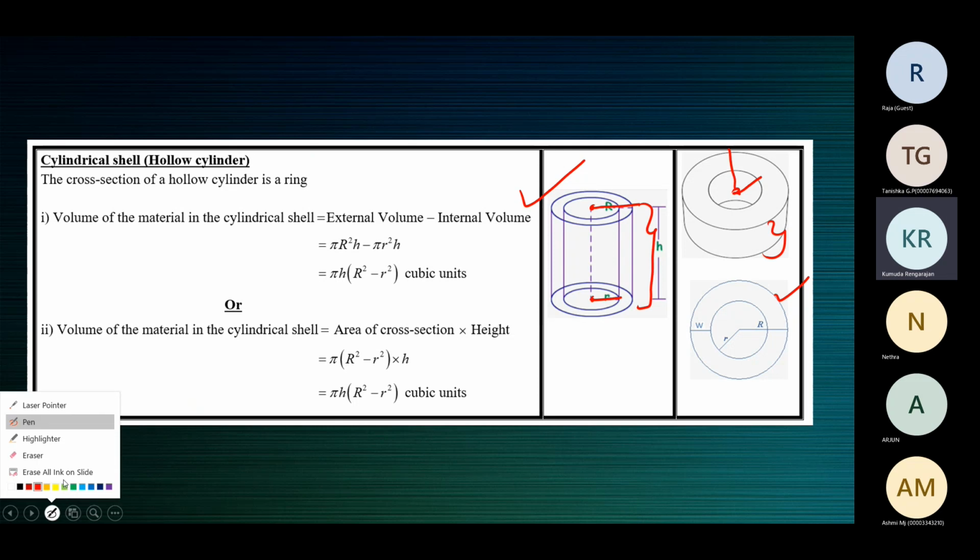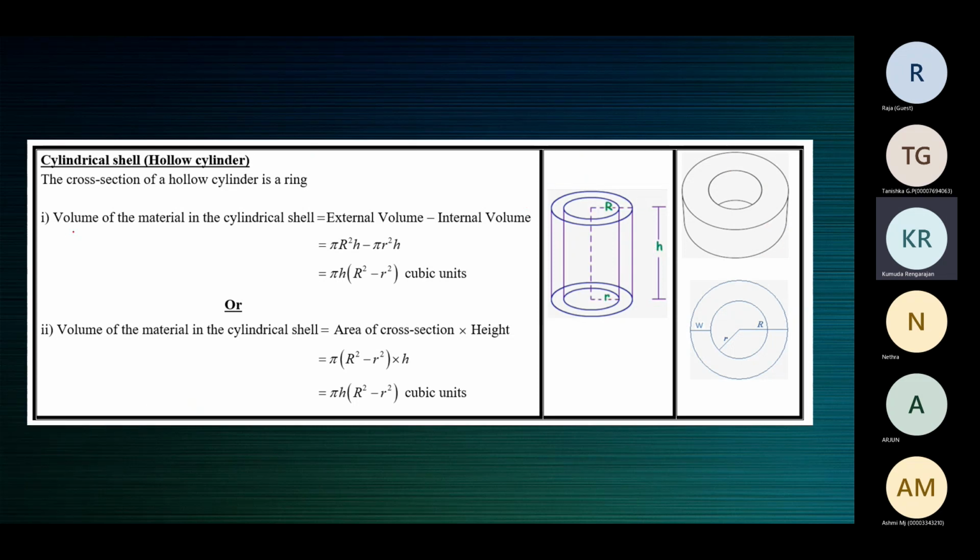We can interpret the volume in two ways. One is volume is external volume minus internal volume. See how I can relate this for you. Supposing you have a rectangle inside a rectangle like this.